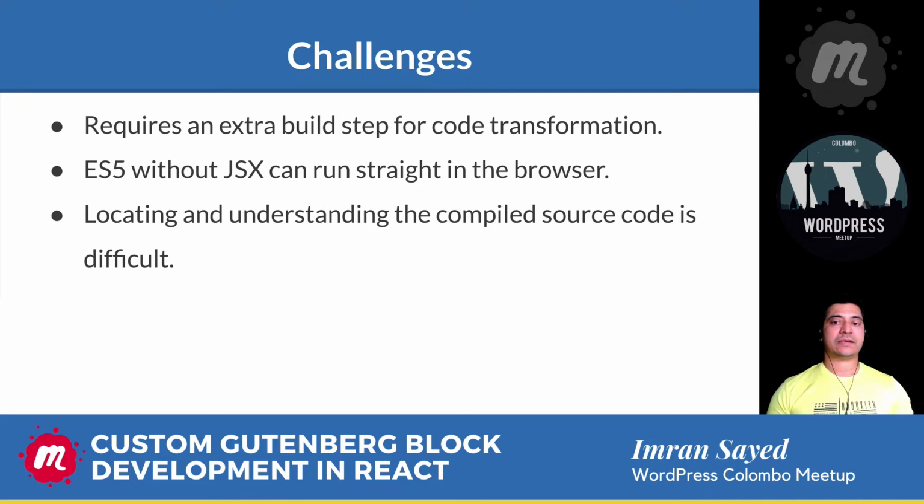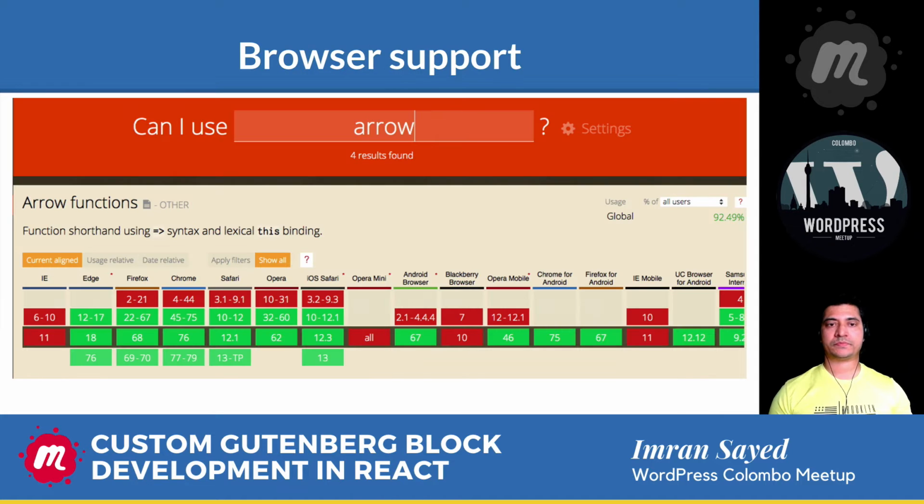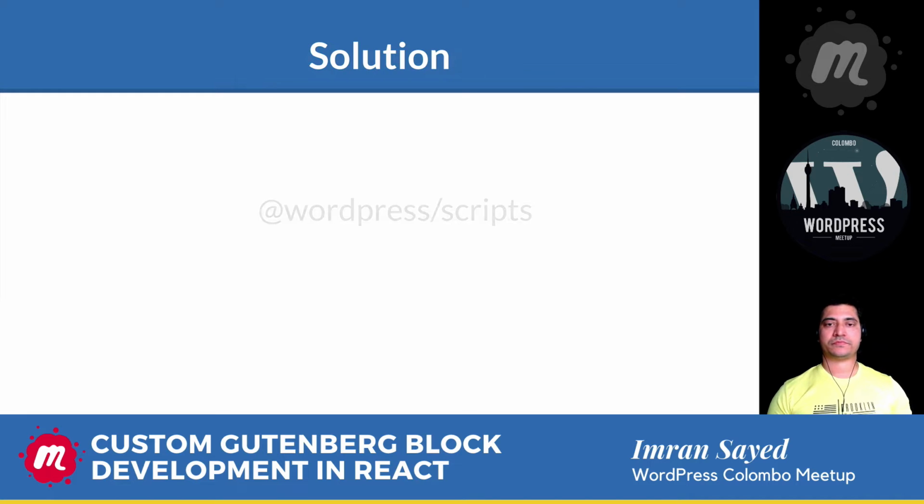Locating and understanding the compiled source code is difficult. So for somebody who's starting new, it could be a little overwhelming. And tooling around JavaScript could be intimidating, because then you would need to learn Webpack to bundle different modules. You need to learn Babel as well. So it could be a little intimidating for you. So take a look at the browser support. Let's check arrow functions, which are part of ES6, and you can clearly see that Internet Explorer does not support that. So what's the solution?